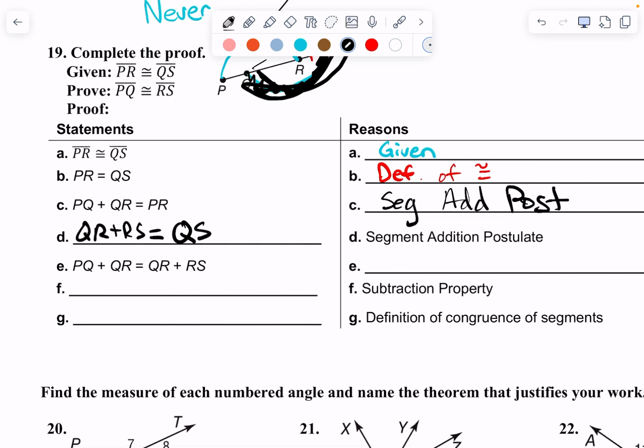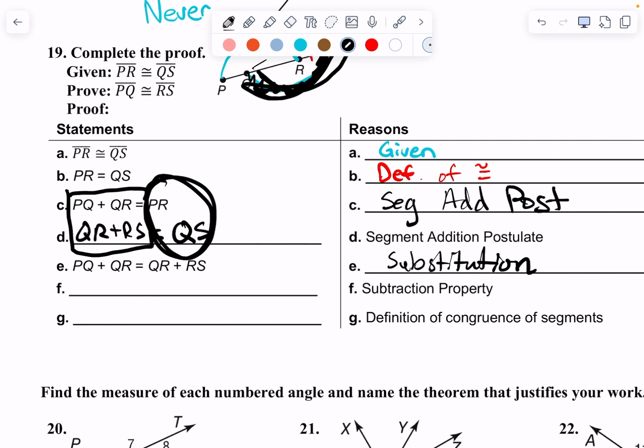All right. Now, how did I go from these previous steps to this one? PQ plus QR comes from here, and QR plus RS comes from here. How do I know that? Hold on. How do I know that these 2 are equal? Because these 2 are equal, and you're right, substitution, just substitution, okay? Now they're subtracting. You're taking away the QR. We're subtracting the QR off, right? So, PQ equals RS.